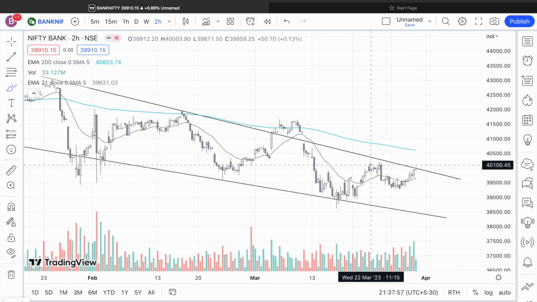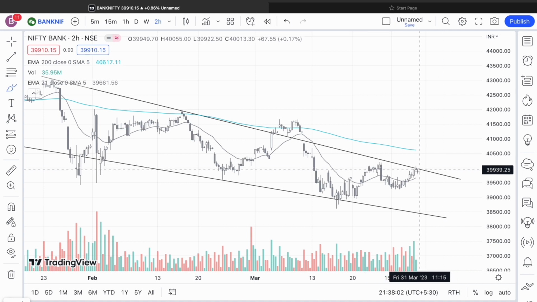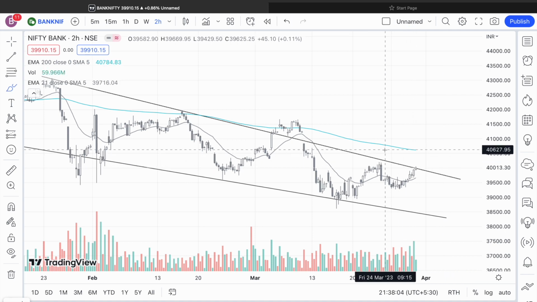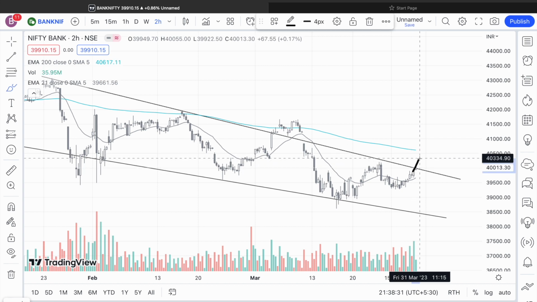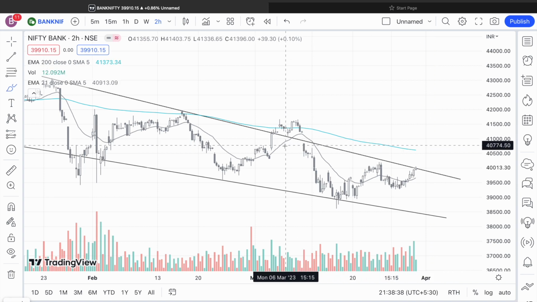So if this gets broken out and the 40,160 to 200 area is reclaimed, then the price is definitely heading for at least 40,600, right? That is our short term price action as shown here. Of course we shall be waiting for the price to break the mark of 40,150 to 200, after which there can be an upward rally till 40,600 to 700, right? That is around the 200 EMA.